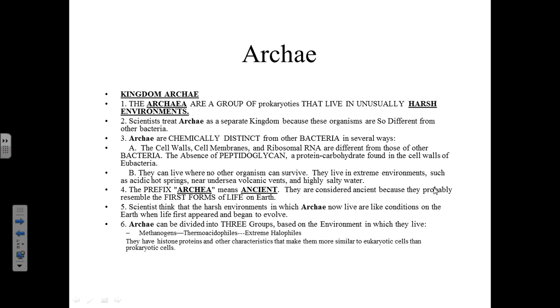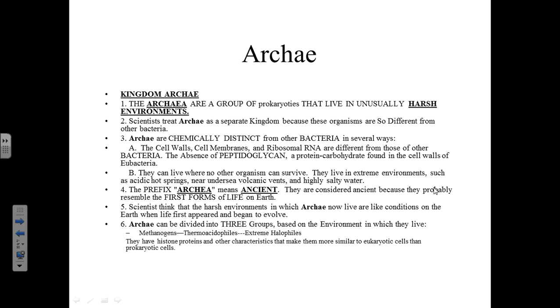When they first found these bacteria, where did they find them? What they call extreme environments. Places that were really, really hot or really, really wet. Really, really salty, really, really acidic. So at first they called them extremophiles, which meant they love extreme environments.